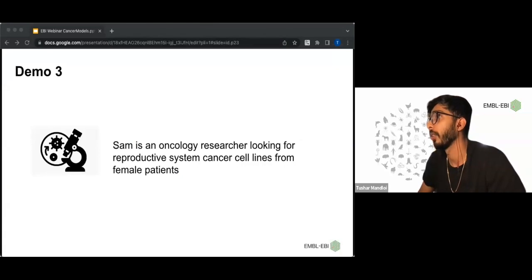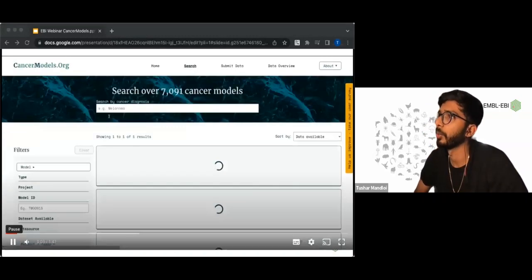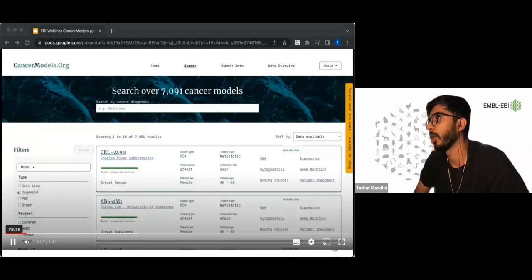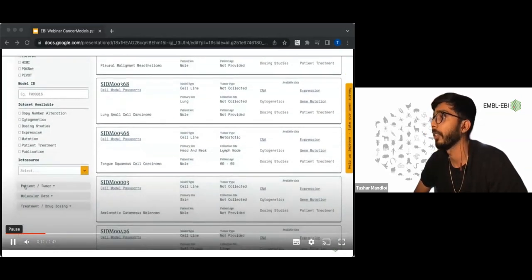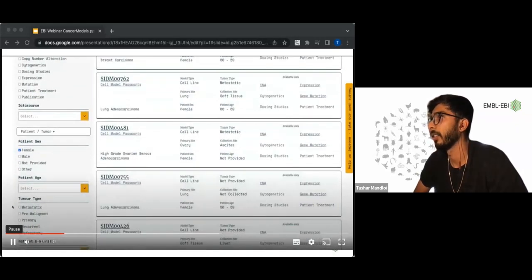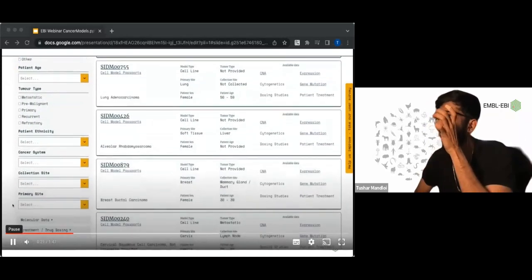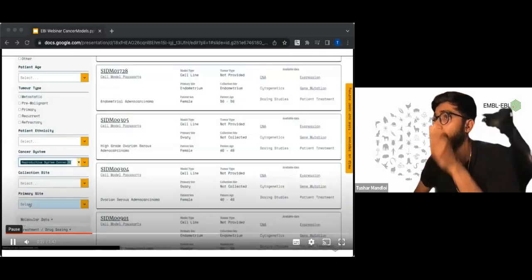And let's see another use case where Sam, another oncology researcher, is looking for reproductive system cancer cell lines from female patients. Sam heads over to the search page. Then he filters on the model type as cell lines. Then he selects models from female patients. And he also applies the filter on the cancer system as reproductive cancer, as he is interested in models from the reproductive system.